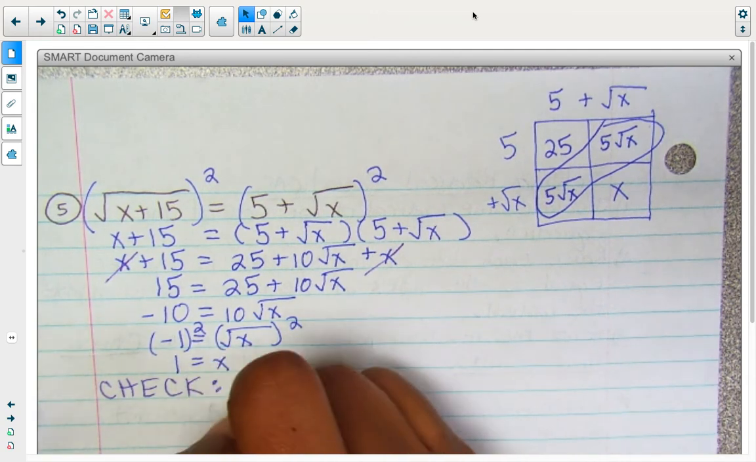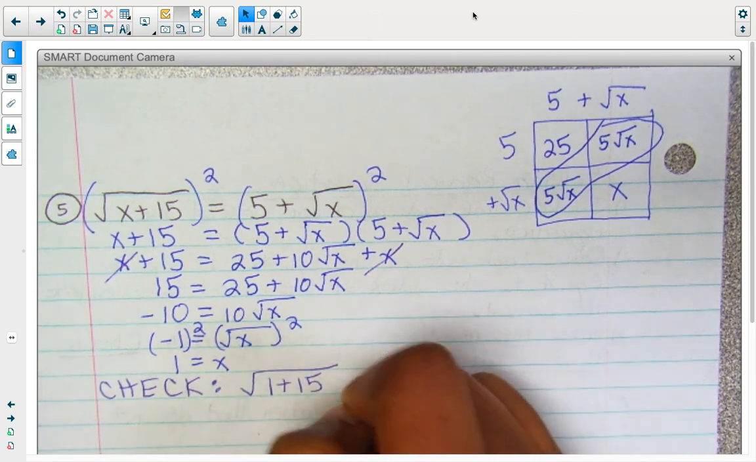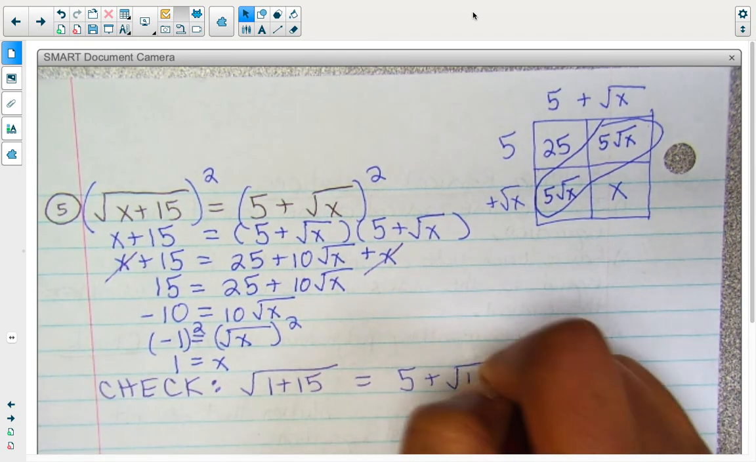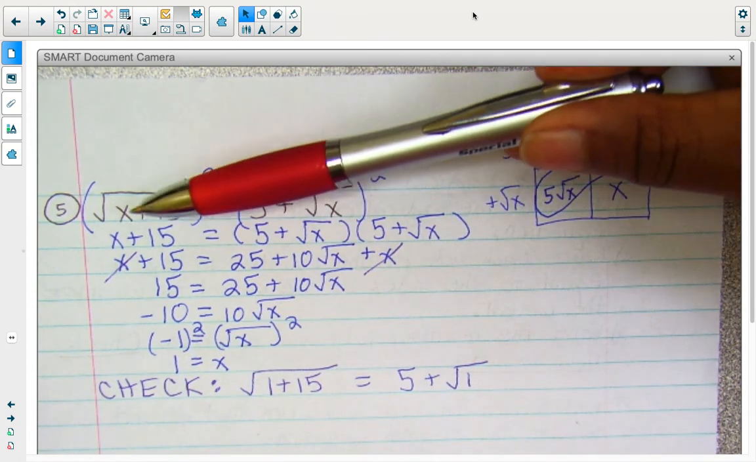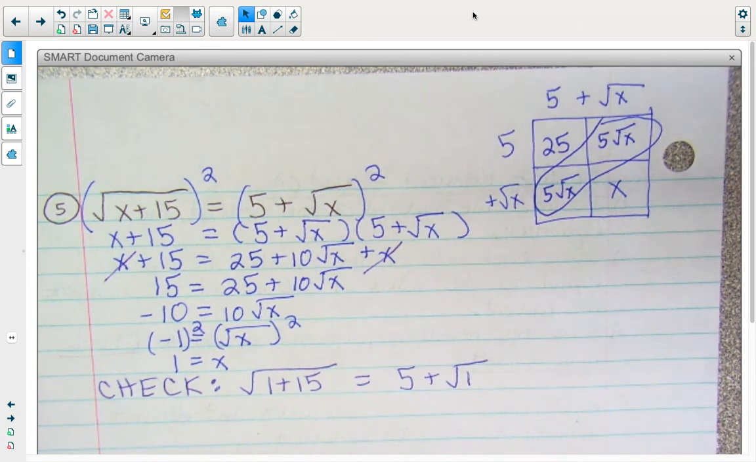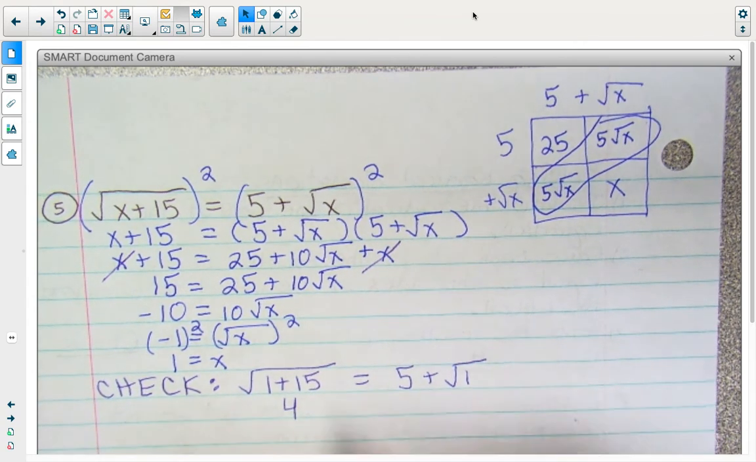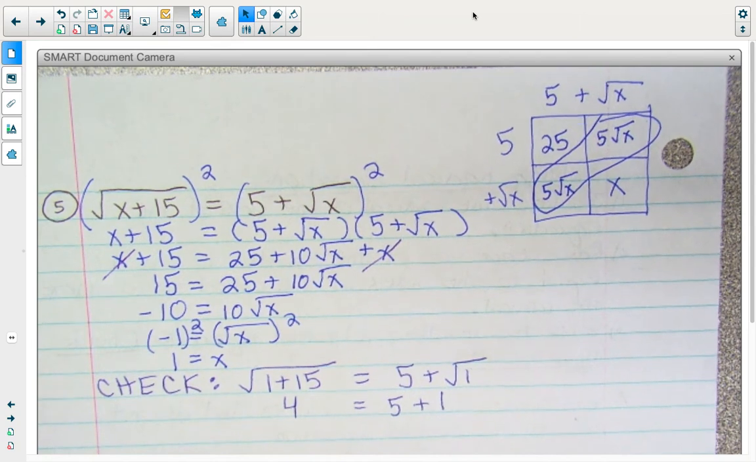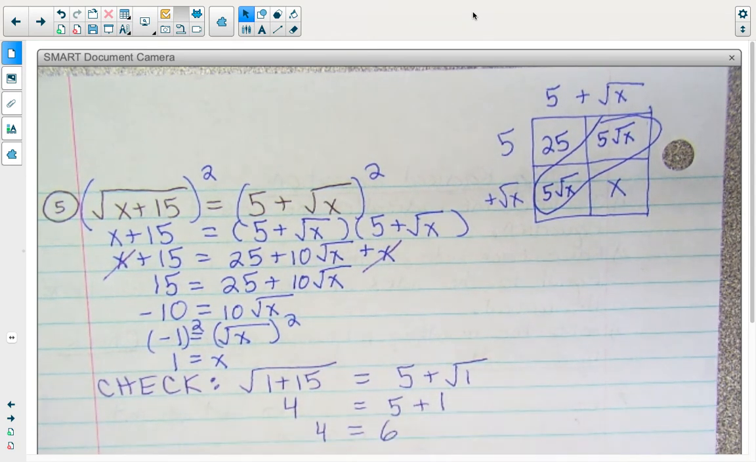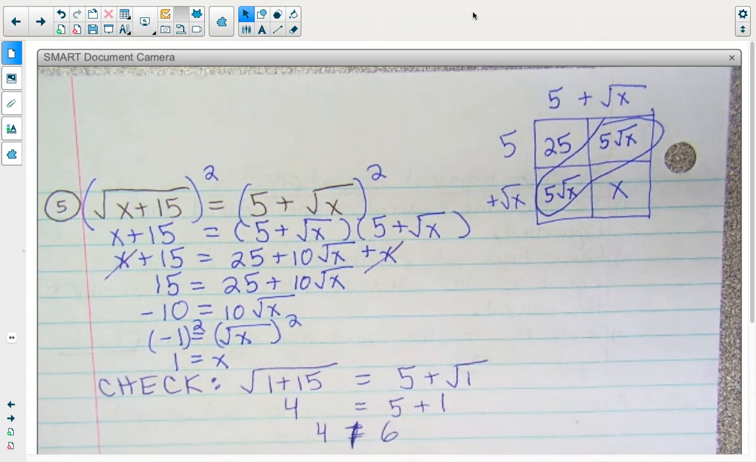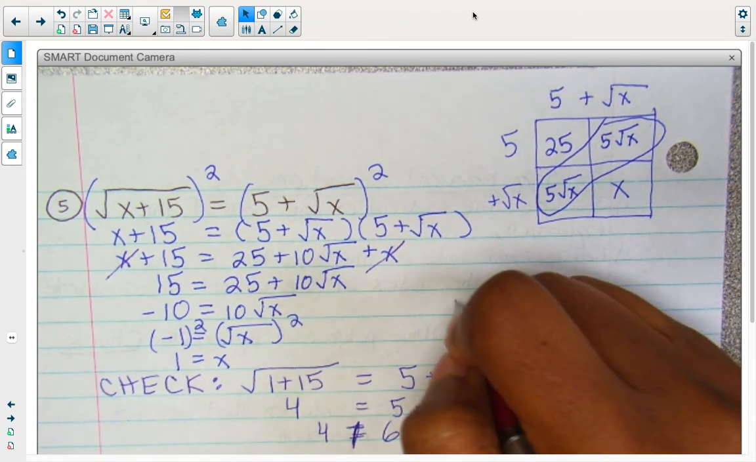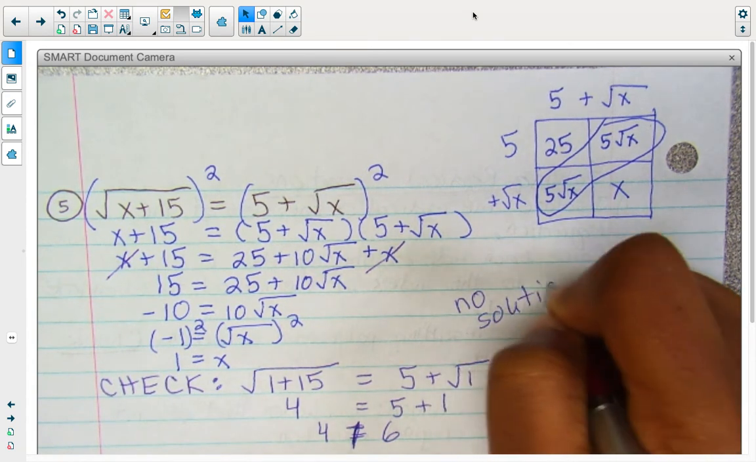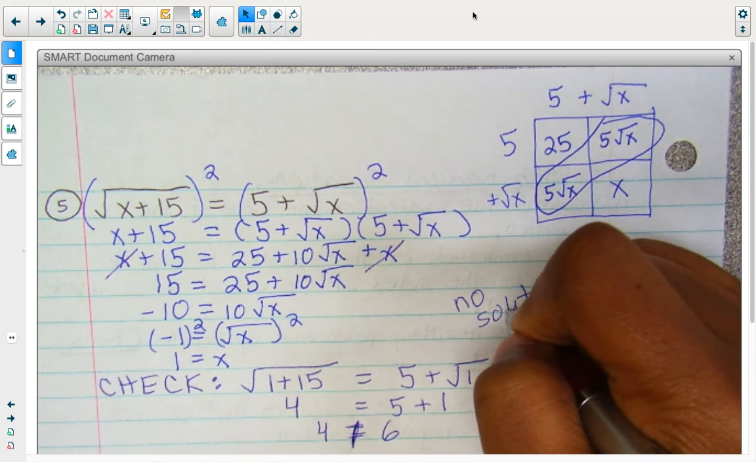So on the left-hand side, I have 1 plus 15 is equal to 5 plus the square root of 1. So I took 1, I plugged it in here, and I took 1 and I plugged it in here. Now on this side, I'm going to get 1 plus 15, which is 16, and the square root of 16 is 4. On this side, I get 5 plus the square root of 1, and the square root of 1 is 1. So we get 4 equal to 6, which we know is not true. This is not a true statement. So the answer to this problem is no solution.